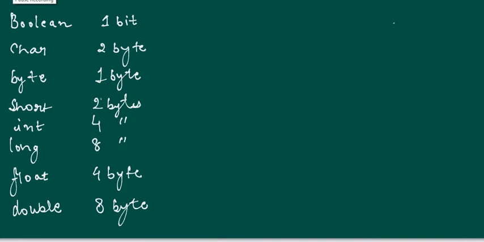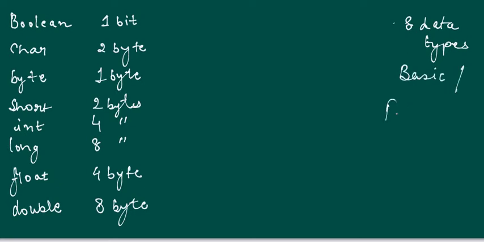So I have drawn a table for you. These are the data types. These are a total of 8 data types, and these data types are basic, or you can also call them primitive data types. Boolean is of 1 bit, char is of 2 bytes, byte is of 1 byte, short is of 2 bytes, int is of 4, long is of 8 bytes, float is of 4 bytes, and double is of 8 bytes.